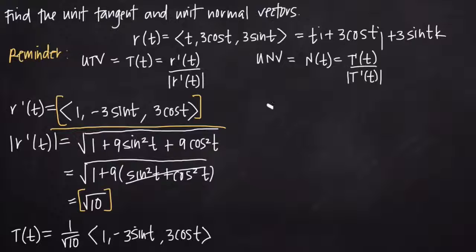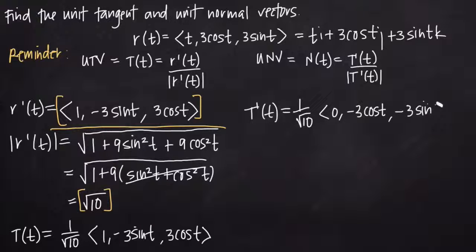So the first thing we need to do is find the derivative. So we'll say capital T prime of t is going to be equal to the 1 over square root 10 is going to stay out in front here. Now we just need to take the derivative of each of these components. So the derivative of 1 is 0. The derivative of negative 3 sine t, well, we know the derivative of sine of t is cosine of t, so the negative 3 is going to stay and we're just left with negative 3 cosine t. Now here the derivative of cosine t is negative sine of t, so we end up with negative 3 sine of t, and that is the derivative of our unit tangent vector, capital T prime of t.